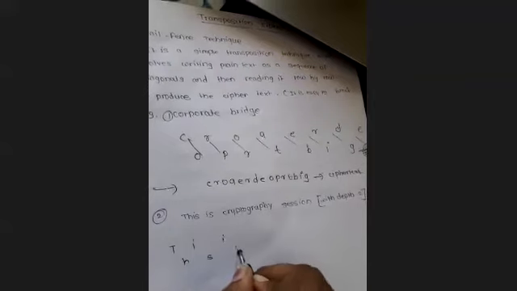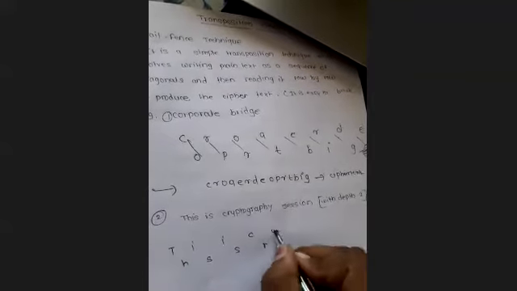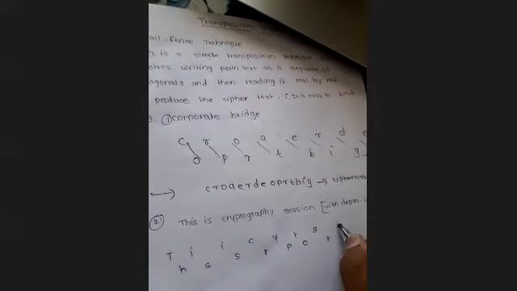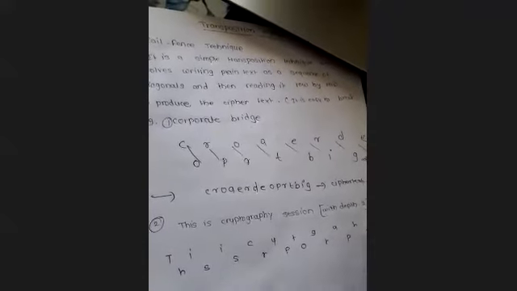Now how to write this? We simply write this in a diagonal manner as a sequence of diagonals. T H I S I S C R Y P T O G R A P H Y. Okay, and how are we going to read this? What will be the cipher text for this? Simply we have to read it row by row.